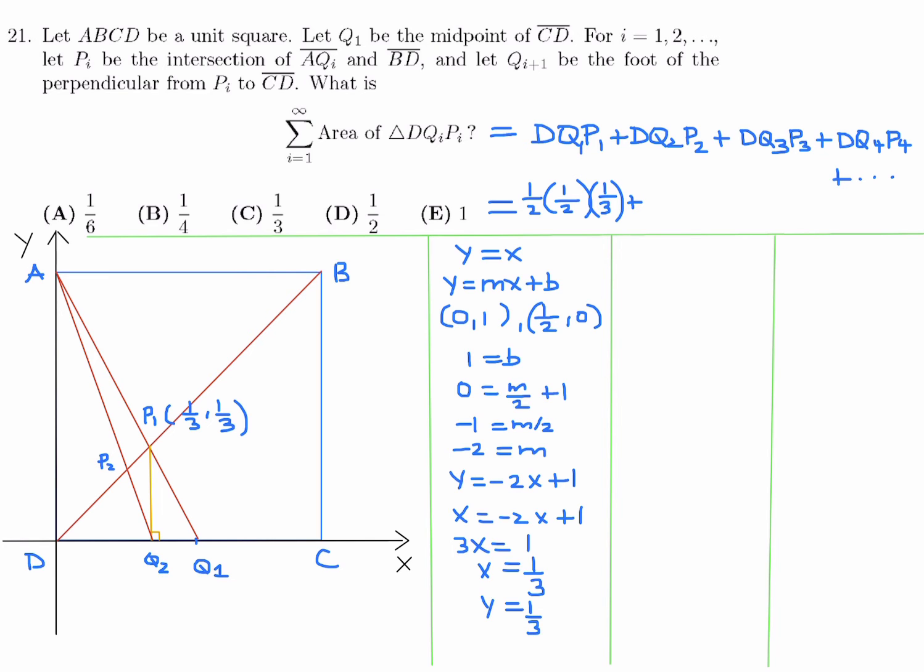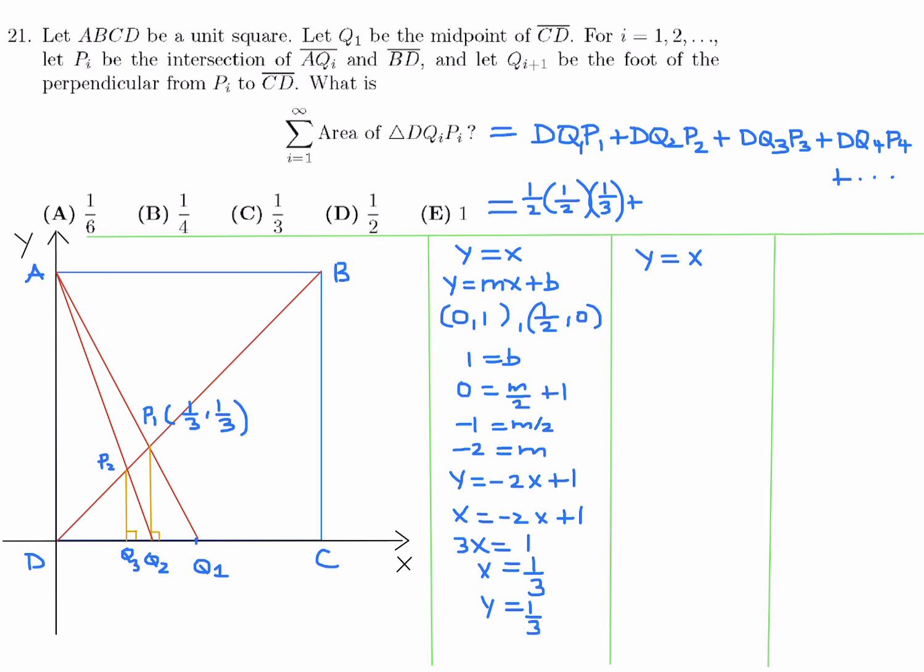And now, again, drop a perpendicular from P2 down to the bottom, like that. Make sure that's the right angle. And now, in the very same way, this is Q3, where it touches the x-axis. So again, we're doing the same thing. We are finding the equation of the line, and then we will find what it will intersect with, and that will be the coordinates of P2.